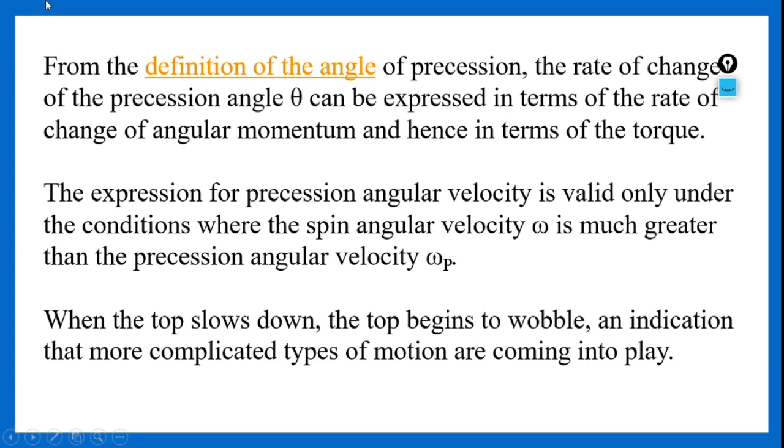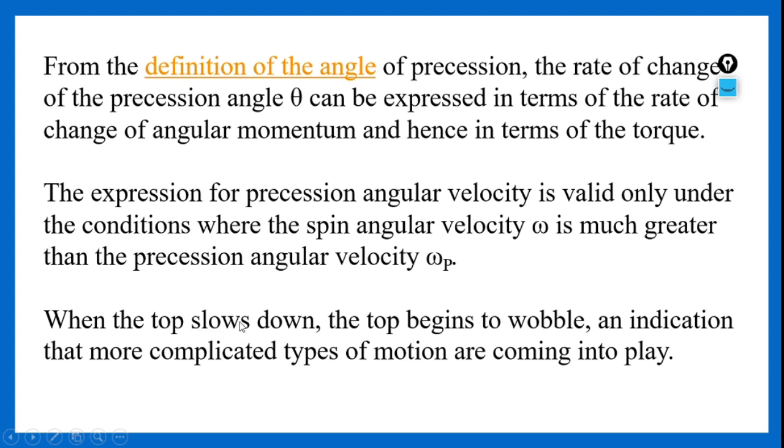From the definition of the angle of precession, the rate of change of the precession angle theta can be expressed in terms of the rate of change of angular momentum, that is delta L, and hence in terms of the torque. So the expression for precession angular velocity is valid only under the conditions where the spin angular velocity omega is much greater than precession angular velocity omega p.